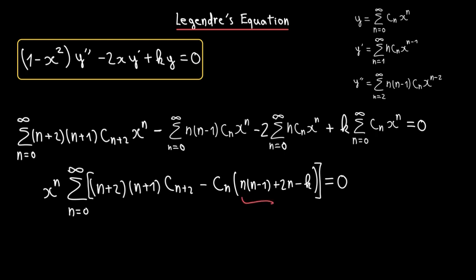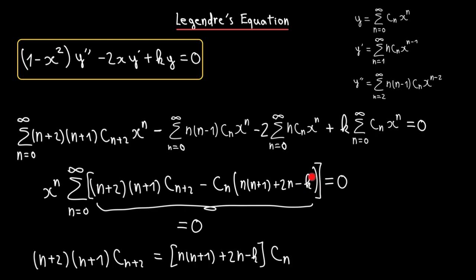And notice that we can rewrite n times n minus 1 plus 2n as n squared minus n plus 2n, which is just n squared plus n, and therefore n times n plus 1. And we require that this whole term be equal to 0. X to the power of n is not always equal to 0. It is equal to 0 only if x is equal to 0. But since x is any variable, we require that this term be equal to 0. And this is where we get the recurrence relation from. And so since this whole term needs to be equal to 0, we get this expression.